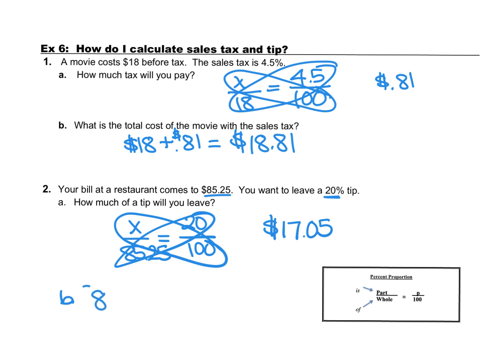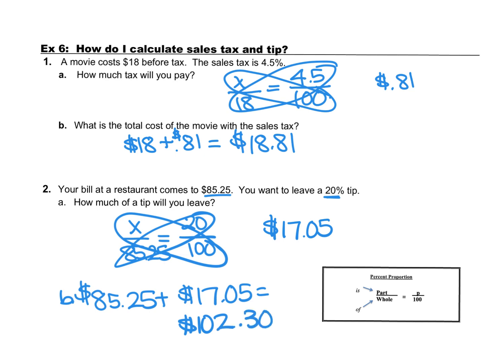So you'll pay your $85.25 plus you'll pay the $17.05 of the tip. And your total cost then would be $102.30. So in this lesson, we took a look at how to apply the percent proportion and how to apply it to calculating discount and markup.